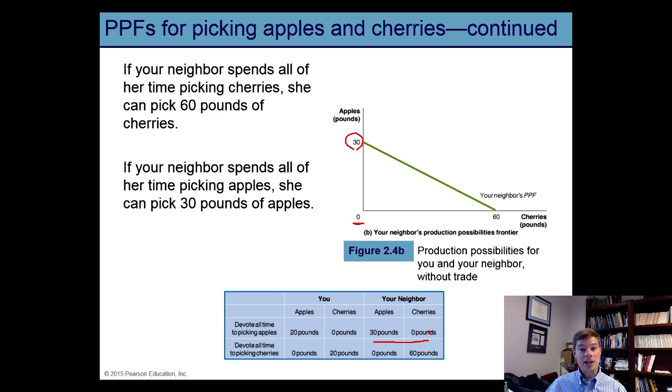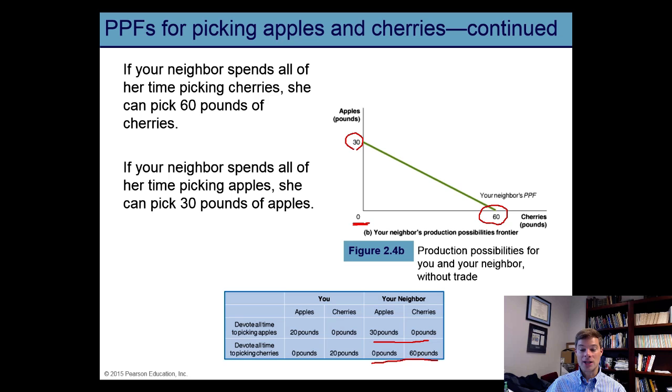But your neighbor could dedicate her time towards picking cherries. The production possibilities frontier shows us that if your neighbor does this, she can pick a maximum of 60 pounds of cherries. But of course that would leave no time with which to pick apples, and so the quantity of apples picked would be 0. We see this in the table below.